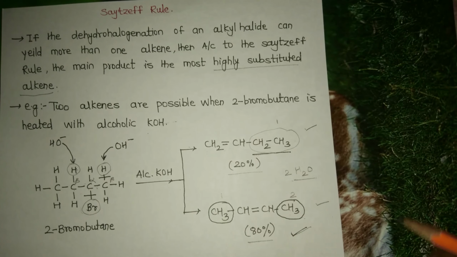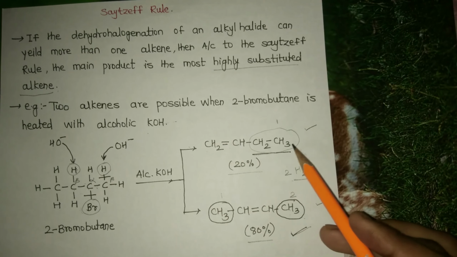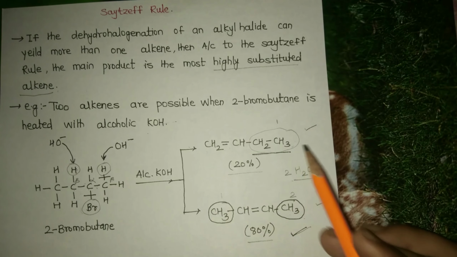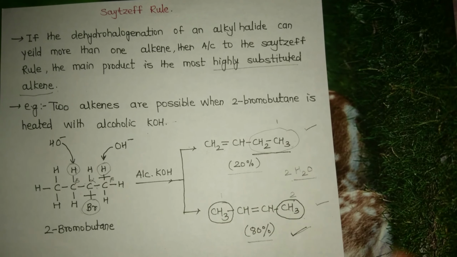So according to the Saytzeff rule, the main product is the most highly substituted alkene. The highly substituted alkene is this, because in this molecule 2 methyl substitutions are there and in this compound only 1 ethyl group substitution is there. That's why according to the Saytzeff rule, this is the major product.